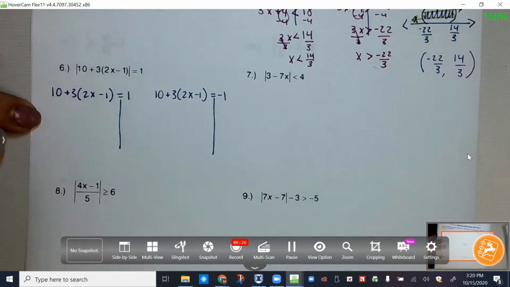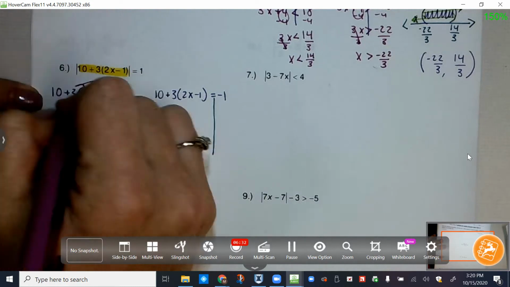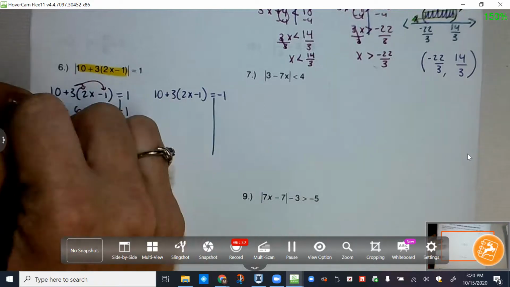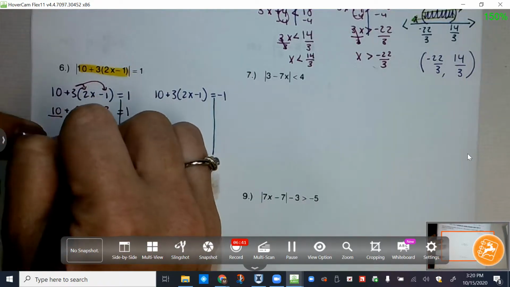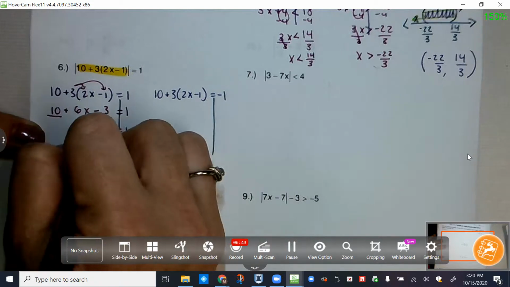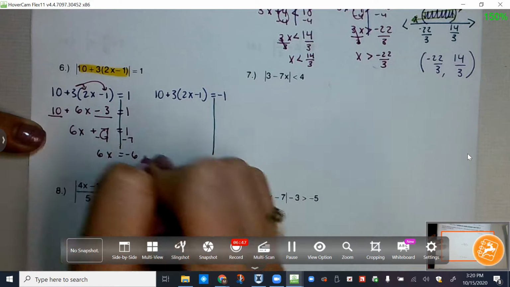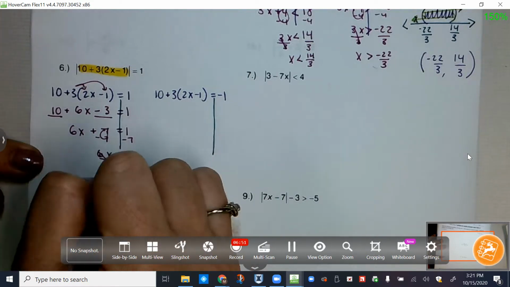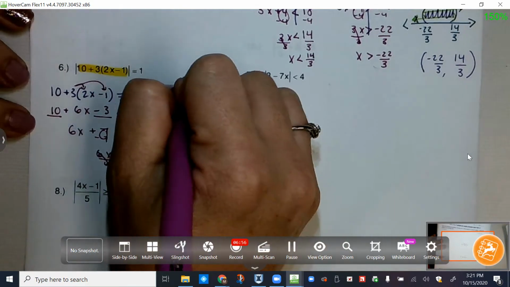Okay, the reason we just go ahead and break it apart is because the absolute value is already by itself. So here we're going to distribute, and we get 10 plus 6x minus 3 equals 1. Well, 10 and negative 3 are like terms, so we get 6x plus 7. Minus 7, I get 6x equals negative 6. Divide by 6, divide by, ooh, that's a 6. X equals negative 1.